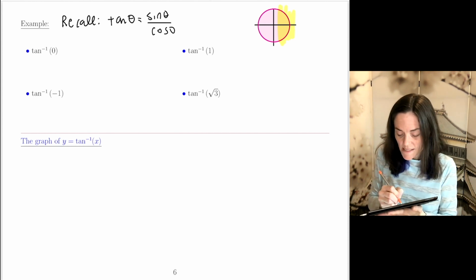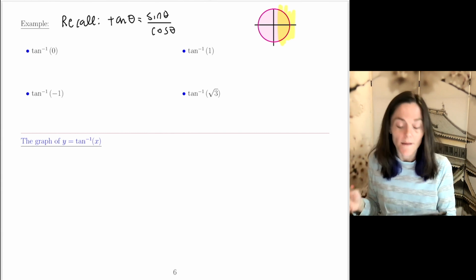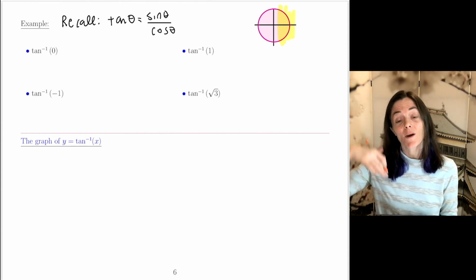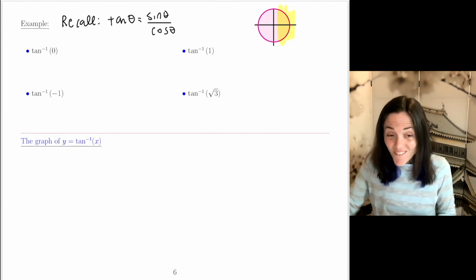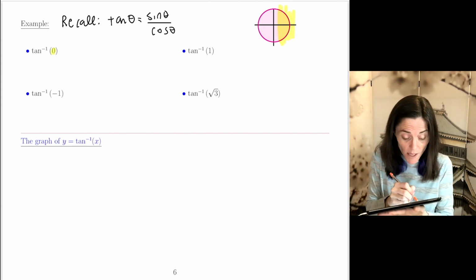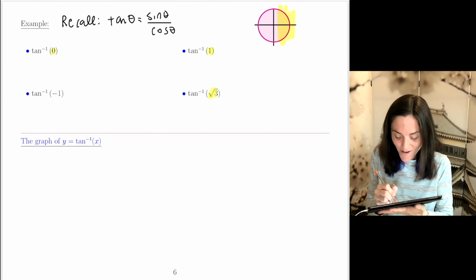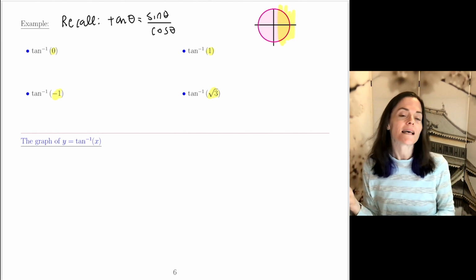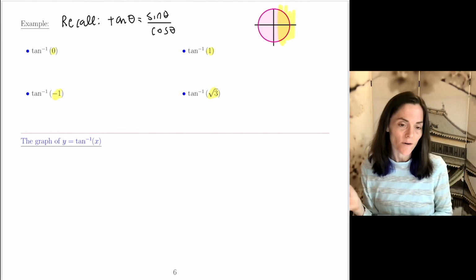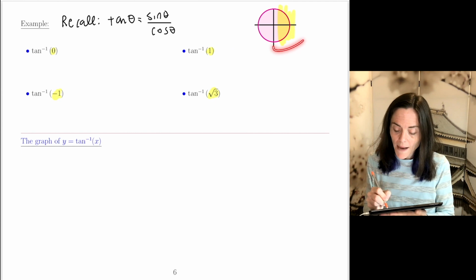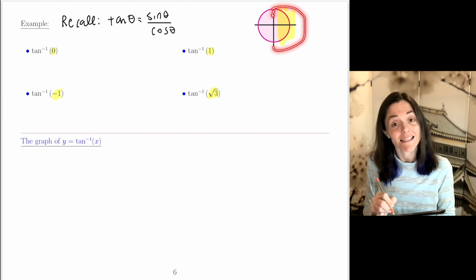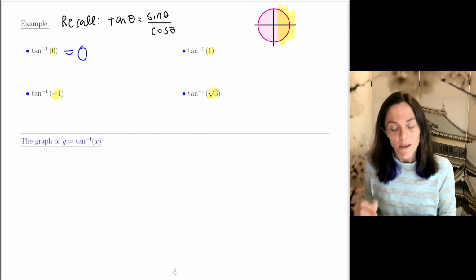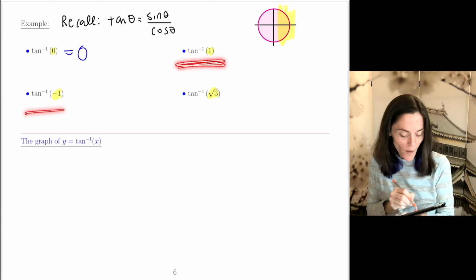This is sine theta over cosine theta. This will help us. So let's do the first one, tan inverse of 0. Well, you have sine over cosine, and that equals 0, right? So sine over cosine equals 0. What that says is that the sine is 0. So what angle between minus pi over 2 and pi over 2 has the sine 0? Well, it's here. This is 0. Maybe I will do this one next because it will help us with this one.